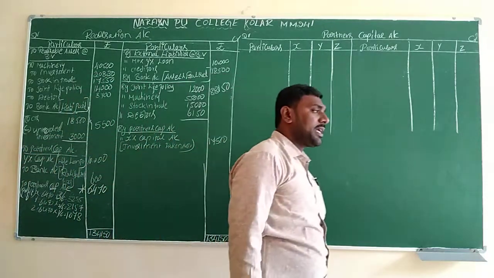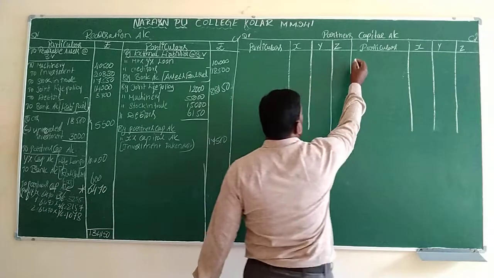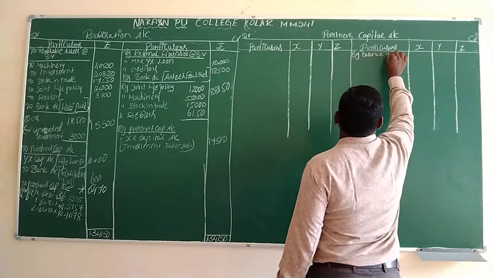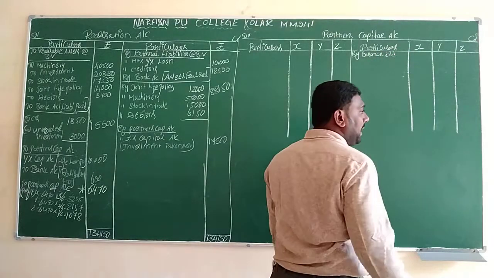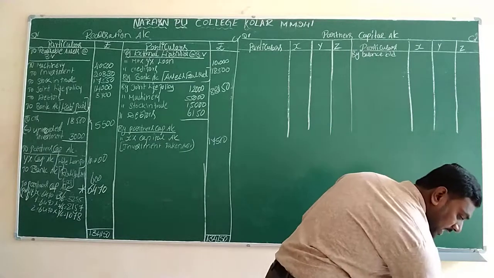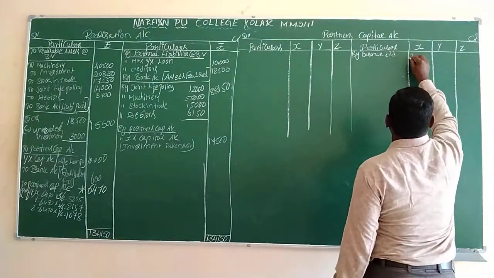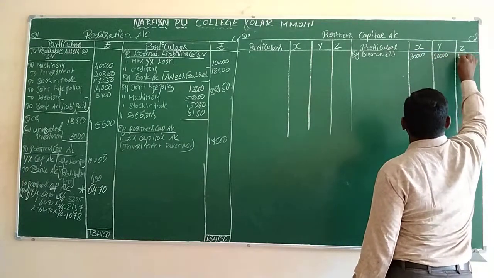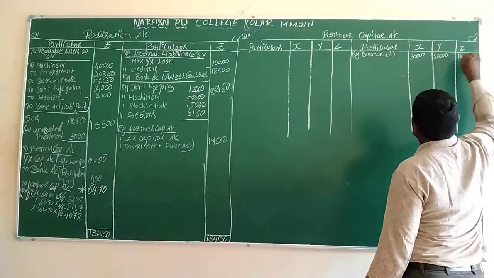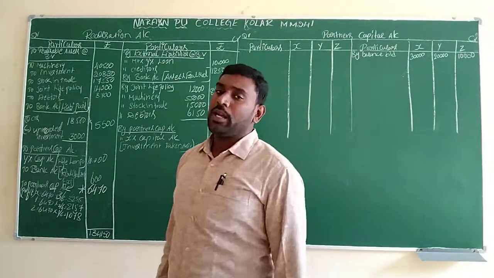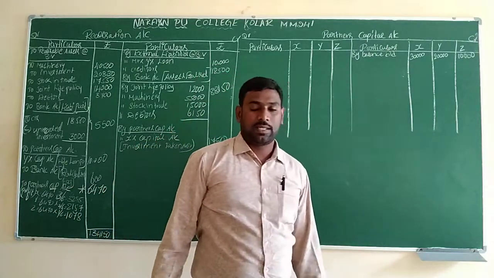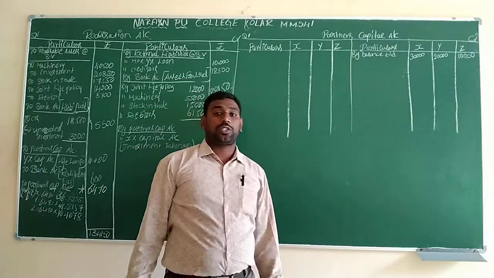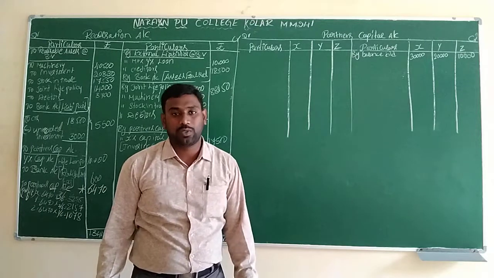So here, step number 1, always in the partners capital account we should transfer opening balances, that is by balance brought down. The balances which is given in the previous balance sheet, that is 30,000, 20,000 and 10,000. After this, we have to go to the old balance sheet, partners capital related transaction will be available or not. Just we have to check it.